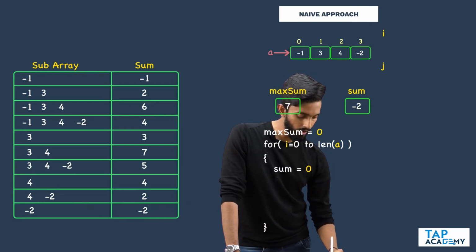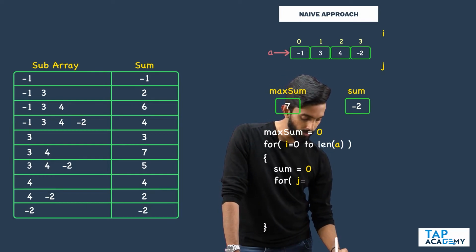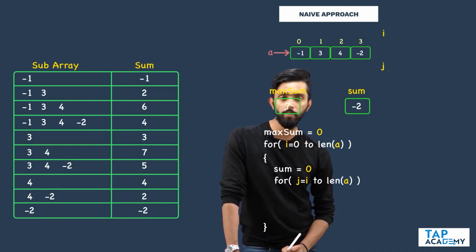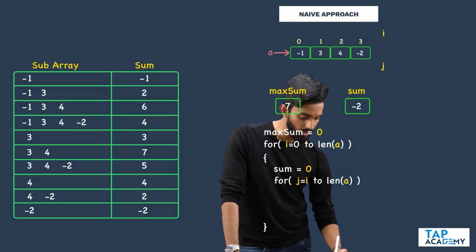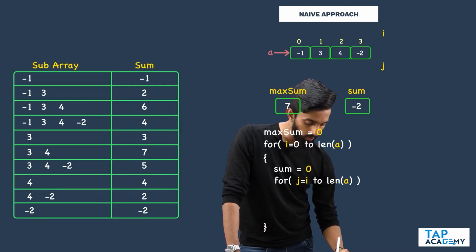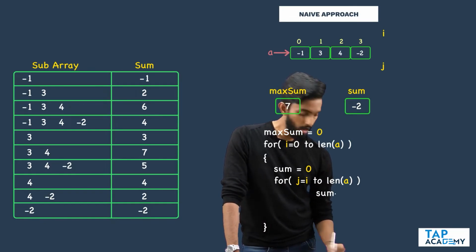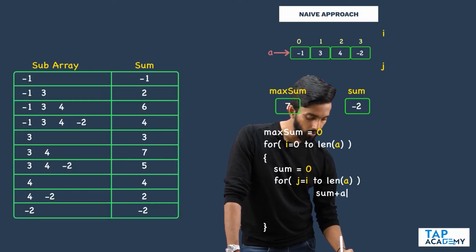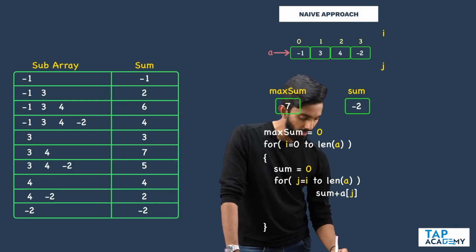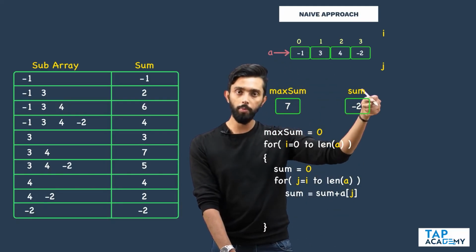Next I am going to write another loop where j starts from wherever i is and j goes till the end of my array. As simple as that. Then what is j's duty? Very simple. Whatever is the old value of sum, to that I have to add whatever was there in j. And that becomes my new value of sum. That is what we were doing. I hope you are able to think.